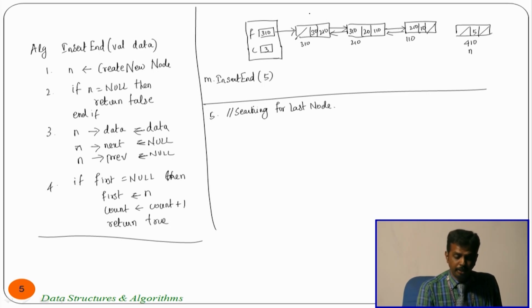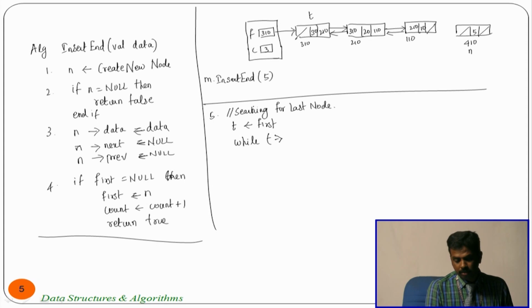Introduce a variable t, make the t pointing to the first node, and move the t towards the last node. The last node can be identified by checking the next field, whose next equal to null, then we can say that is the last node. So t equal to the current first, then while t of next not equal to null, do the following: increment the t, it means t equal to t of next, and then end while.